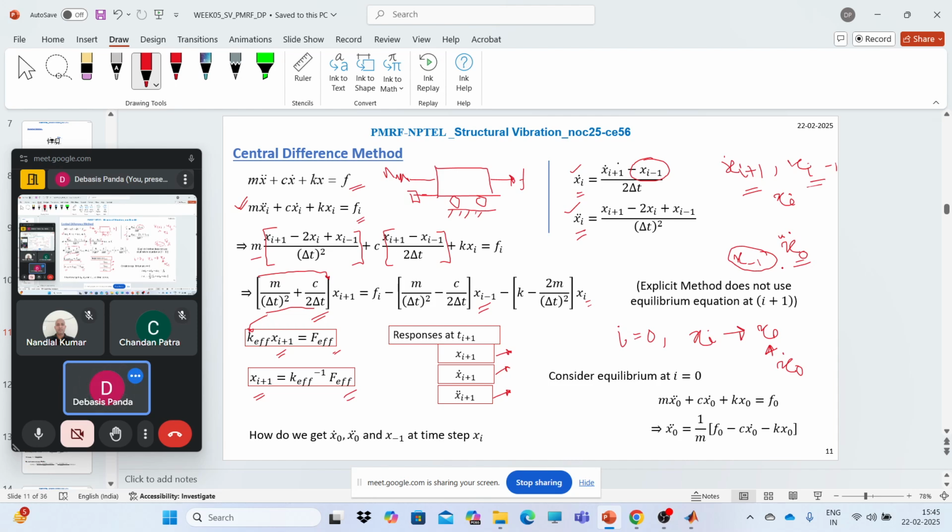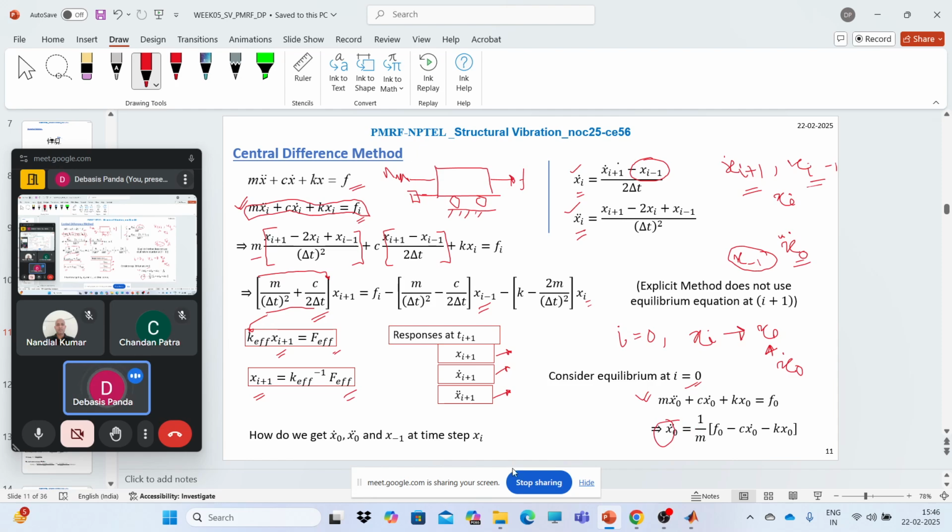The acceleration at the initial point we can get in a pretty straightforward way. We just need to satisfy the equilibrium condition at I equals 0. So this was the equilibrium equation for us: for the I time point, m x double dot I plus c x dot I plus k xi is equal to fi. So at t equals 0, that means the I equals 0 time point, the equilibrium equation will become m x double dot 0 plus c x dot 0 plus k x naught is equal to f. So from here I can get x double dot naught, that means the initial acceleration.